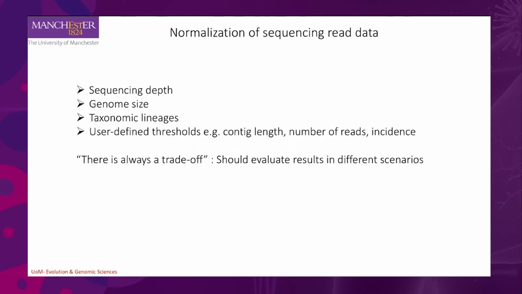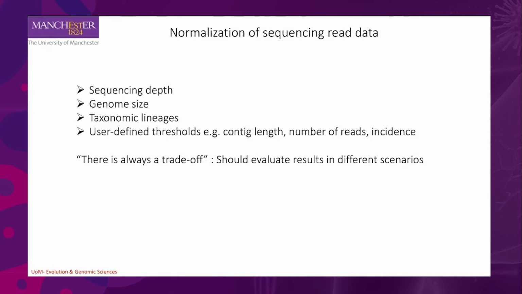First, we do it at the sequencing depth. We also do genome size normalization. We normalize at certain taxonomic levels. And on top of that, we also use some thresholds of our own, which have to do with either the contig length, the number of reads, or the incidence or the frequency of observation, etc.